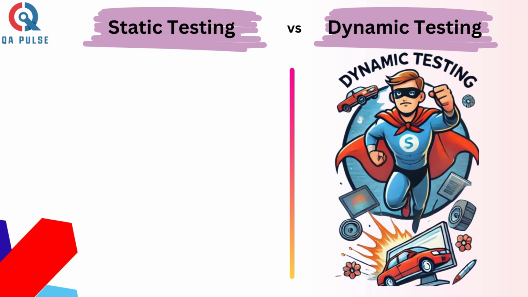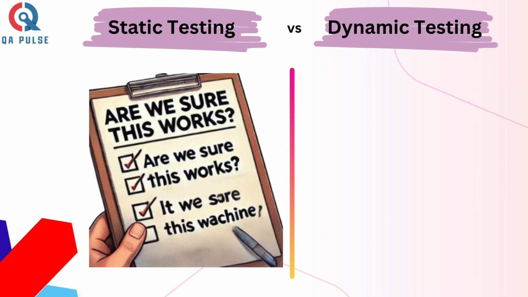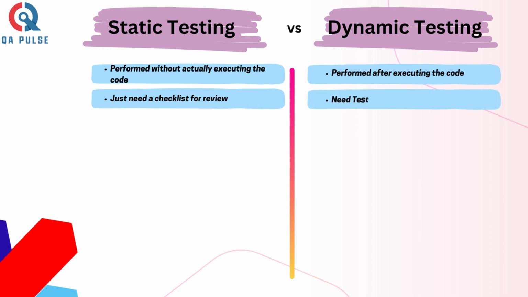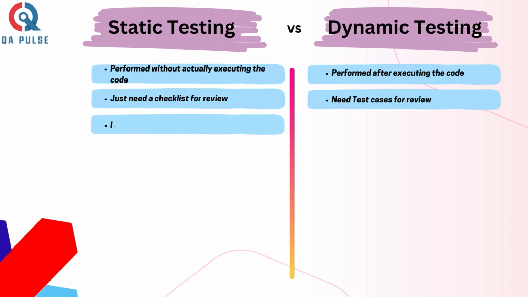So guys, this was the basic definition and objective. Now let me tell you what they actually do. Static testing focuses on reviewing documents, code, and design, and that's why it requires a checklist for this purpose. Whereas dynamic testing focuses on executing the software, as I have already told you, so it requires detailed test cases. You have to prepare the test cases for reviewing the whole software. So a review checklist and test cases, you can say these are the prerequisites for static and dynamic testing respectively.